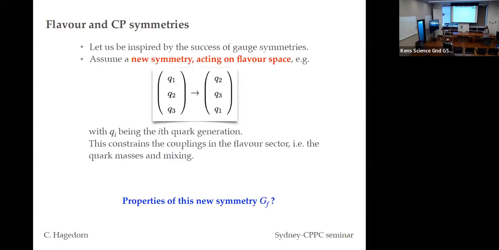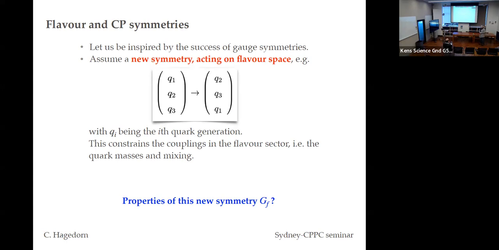Okay, that much about the introduction, the general stuff. Now let's come to the symmetries. So that's very much inspired by saying gauge symmetries are very nice. They helped us a lot in understanding and in building the standard model.